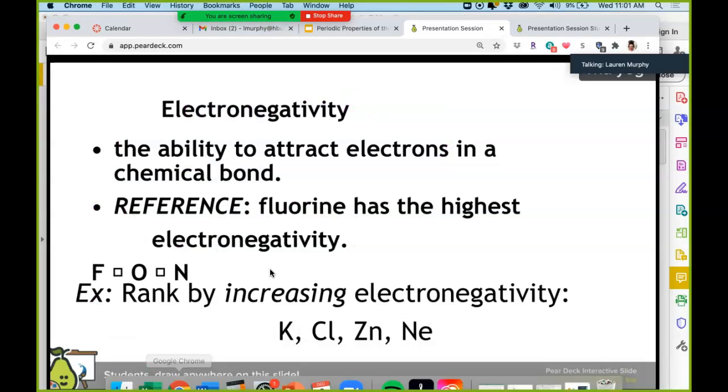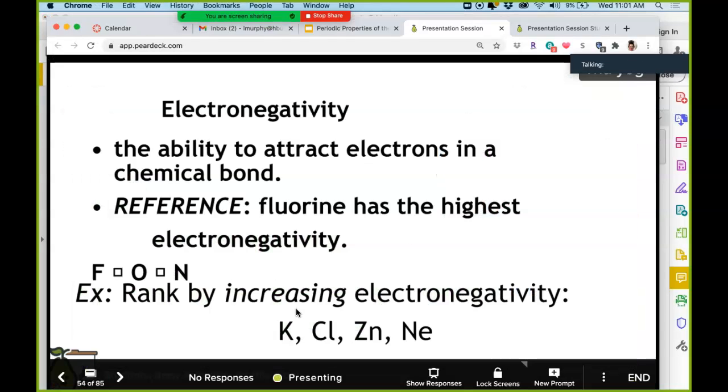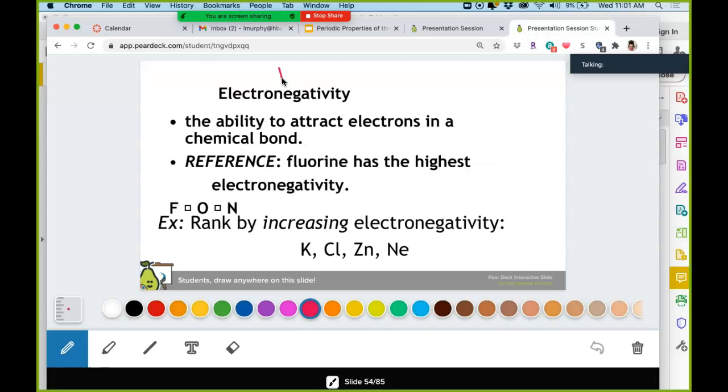Okay, so we're going to rank these by increasing electronegativity. So what does that mean, increasing? Low electronegativity to high electronegativity. Okay, so lowest electronegativity means least attracted. Neon, right? Noble gases aren't attracted to electrons at all. They don't want electrons. They don't want to lose them. They don't want to gain them. They just want to be left alone.